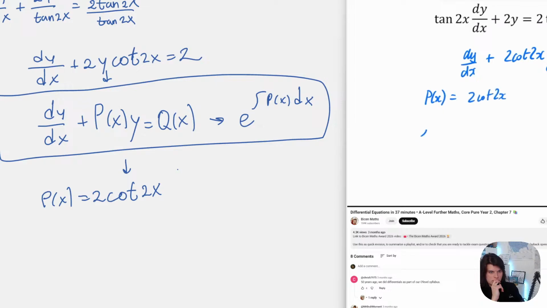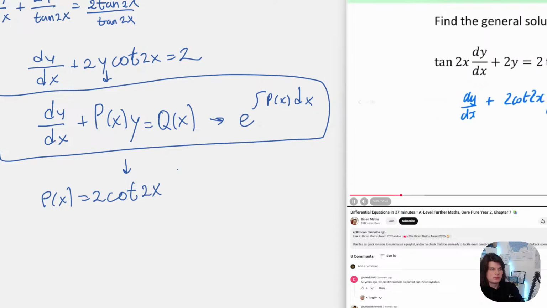So I'm going to do e to the integral of p of x with respect to x. If you want to, you can integrate this somewhere else on the page, but I'm just going to do it right here.